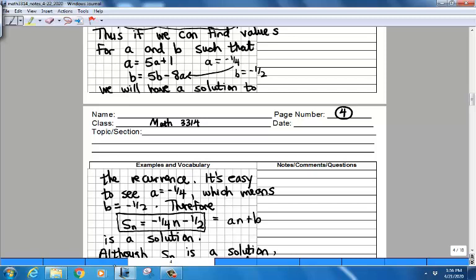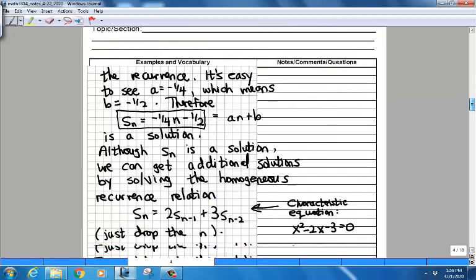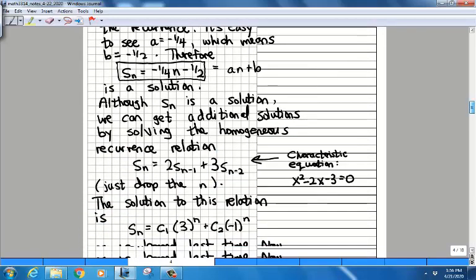So that worked out quite nicely. We found a solution to the recurrence relation. Now, there are actually other solutions to this recurrence relation. Let me show you how you can get all of the solutions to the recurrence relation. Okay, so there's another step here. This is one solution to the recurrence relation, but I claim we can get all solutions by doing the following. So hang on to this. We want to keep that solution, minus 1/4 n minus 1/2.